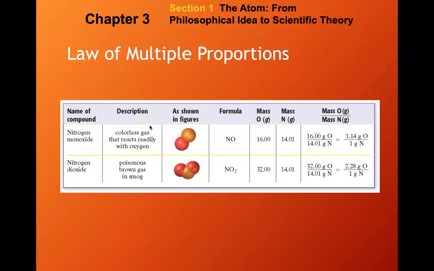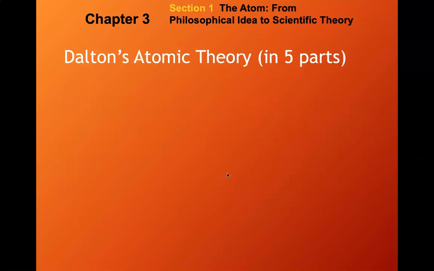The law of multiple proportions says that if we have something like nitrogen monoxide, it will always be nitrogen monoxide. In other words, the ratio of the masses of the two will always be the same number. Same thing with any other type of compound. Basically what we're saying is NO2 will always be NO2, and the ratio of the masses of N to O are always going to be the same no matter what.